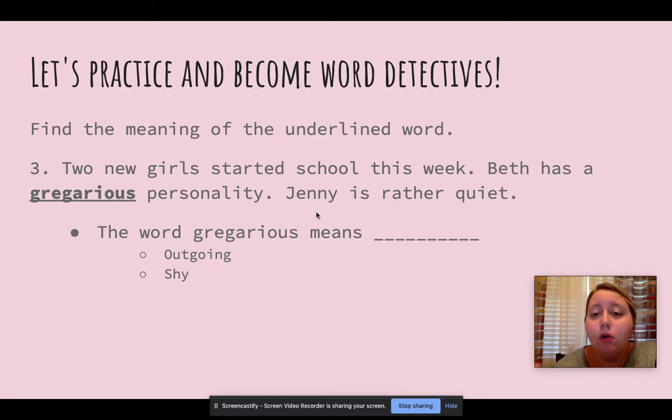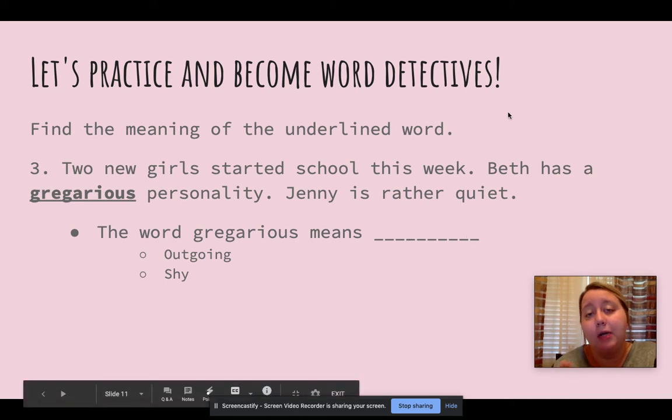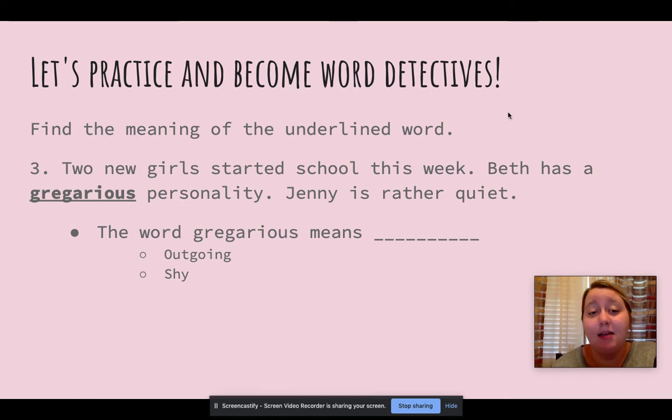So we know that the 2 girls, let's look at the clues this sentence gave us. We know it has 2 girls that started school this week. We have 2 different girls in this sentence. We have Jenny, who is quiet, and then Beth has a gregarious personality. So we know that their personalities are different because it says Jenny is rather quiet. That means that the 2 girls are different. So if Jenny is quiet, would Beth be shy? No, because shy and quiet are synonyms, right? They basically mean the same thing.